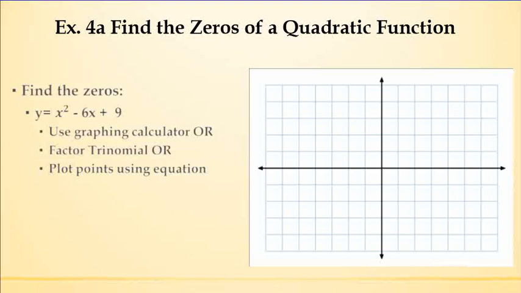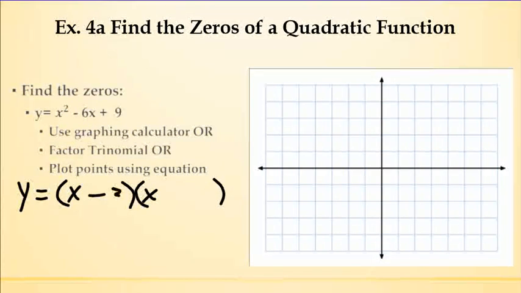4A, finding the zeros of a quadratic function. Here I'm giving you choices. You can either use a graphing calculator or factor the trinomial and then plot points using the equation. To find the zeros, I would factor, so y equals, what do I multiply to get positive 9, but add them together to give me a negative 6? That would be a negative 3 and a negative 3.